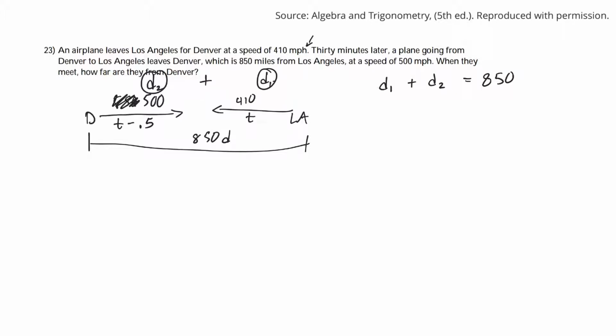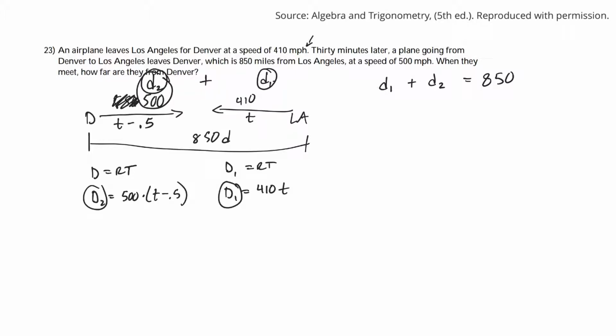Now if I look at my formula, distance is equal to rate times time, right? So for this guy here, distance 2 is going to be his rate, 500, multiplied by his time, which is t minus 0.5. And for this guy, distance 1 is his rate, 410, times his time, which is t. But this plus this gives me 850. So distance 1 is 410t plus distance 2 is 500 times t minus 0.5, and both those added up have to give you 850.